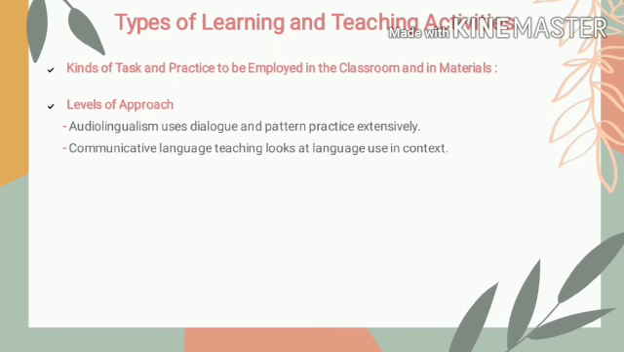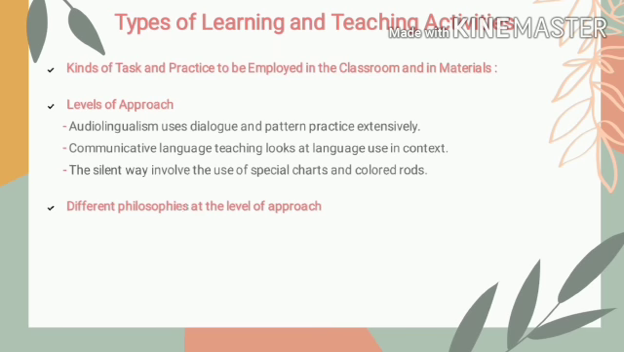And communicative language teaching looks at language use in context, and the silent way involves the use of spatial, chart, and color approach. Here we know the different kinds of tasks or practice for the learners. And the next is different philosophies at the level of approach.